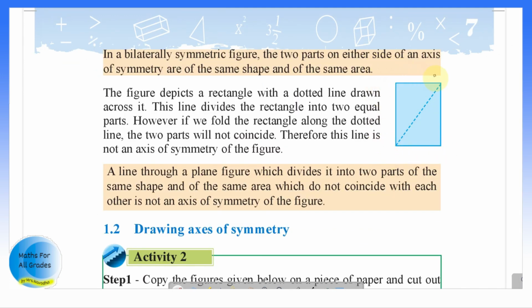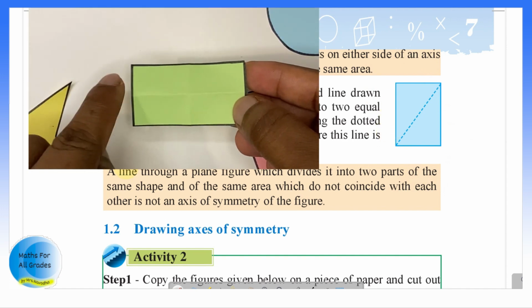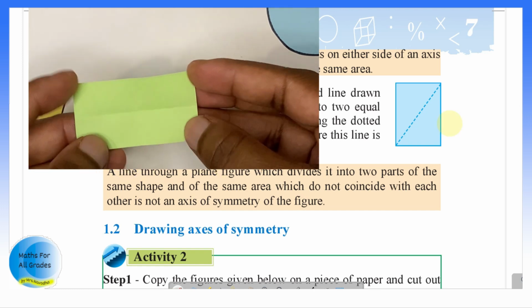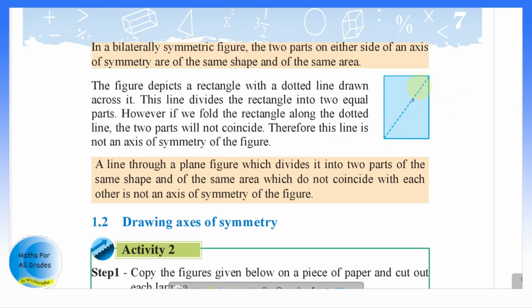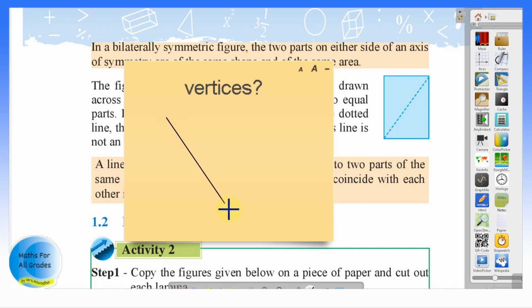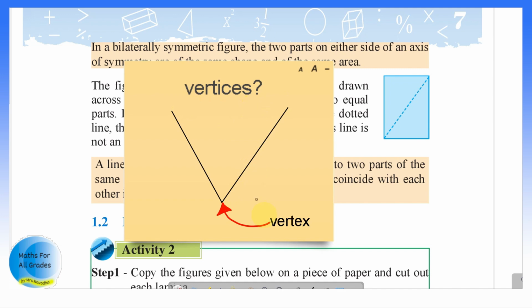There is a rectangle given and we know a rectangle is a bilaterally symmetric figure with two axes of symmetry. And here I'm playing the previous video clip to remind you. Here they have given another dotted line. It has been drawn by joining opposite vertices. What are vertices? Now I am drawing two lines. And the point where these two lines meet we call a vertex. Vertices is the plural form of the word vertex. Simply, you can say vertices are corner points where the sides meet.